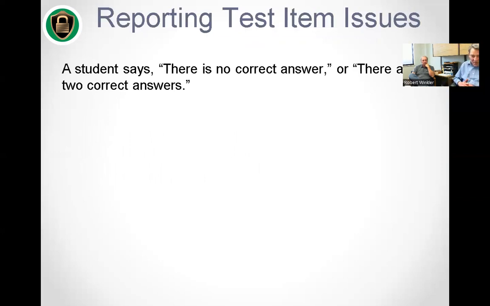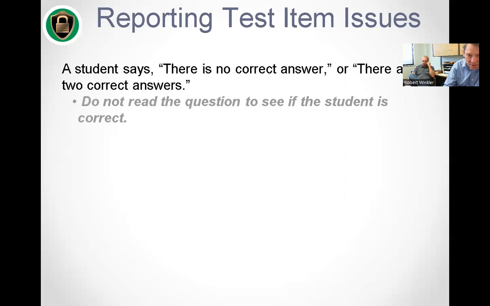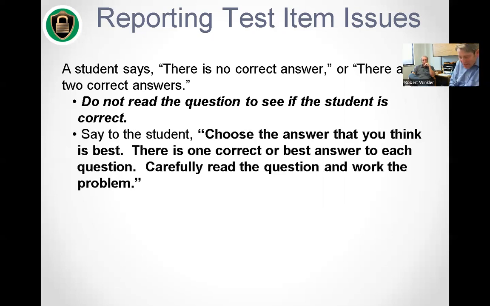Every year you will always have students who say, there's no correct answer, or there are two correct answers. Don't read the question. As tempting as that is, don't read the question to see if the student's correct. Instead, say to the student, choose the answer that you think is best. There is one correct or one best answer to each question. Carefully read the question and work the problem.